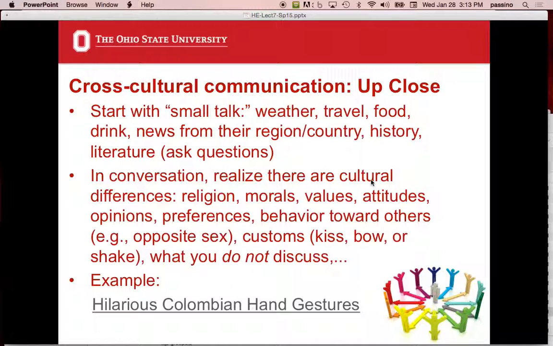So in conversation, there are cultural differences in religion, morals, values, attitudes, opinions, all this stuff. And all this opposite sex stuff is a big issue in a lot of countries. A lot of countries are male dominated. There's certain things you can and cannot say in mixed company, and you really have to be careful with things like that. There's also the customs problem of the kiss, bow, or shake issue.